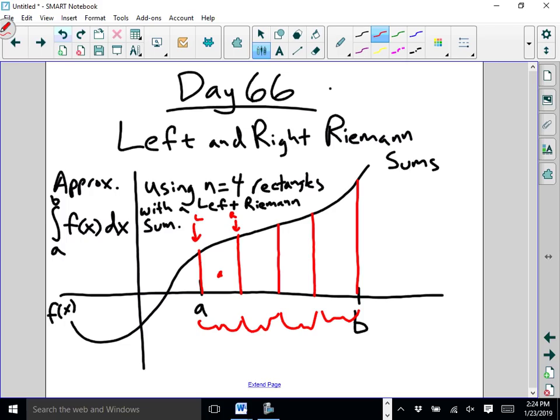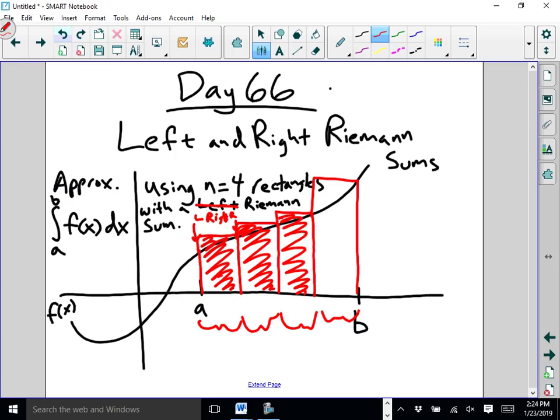So a right Riemann sum, right? We'll change this to a right Riemann sum. That would look like this. And then if I color it in, it would look like this. Now if I add up the areas of those 4 rectangles, I get an approximation for the area under the curve.